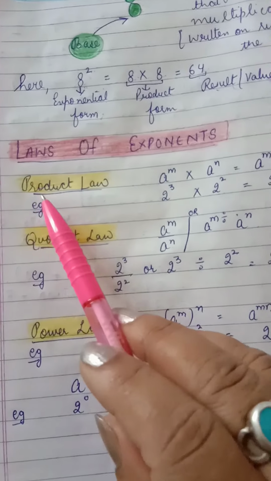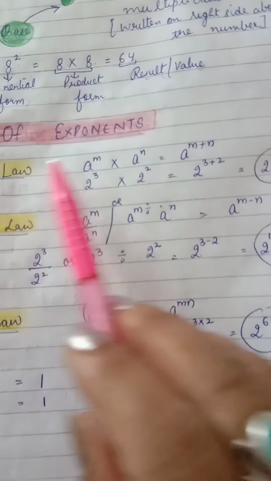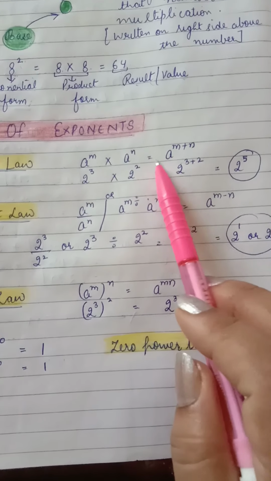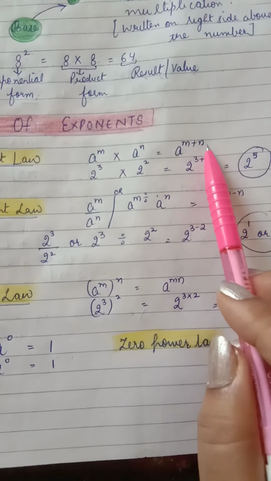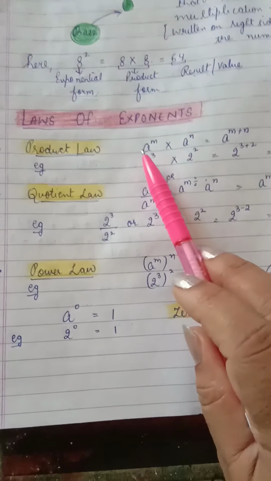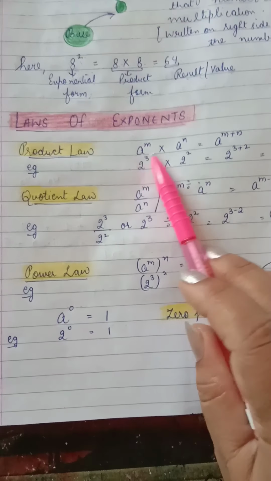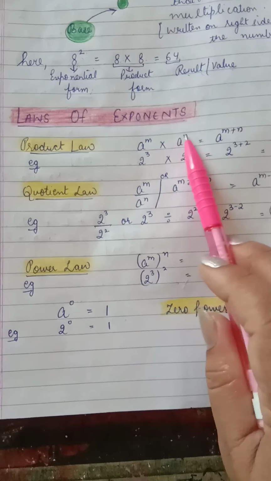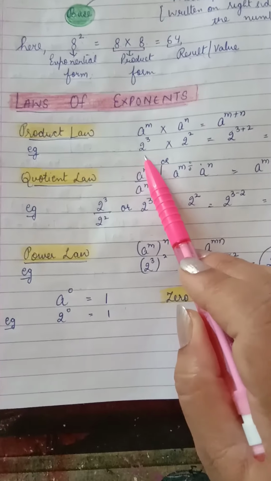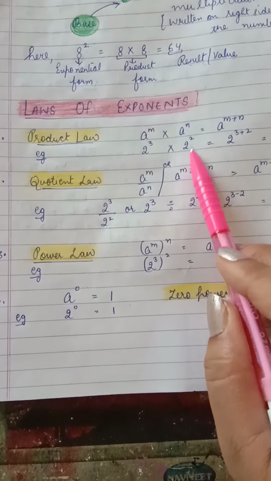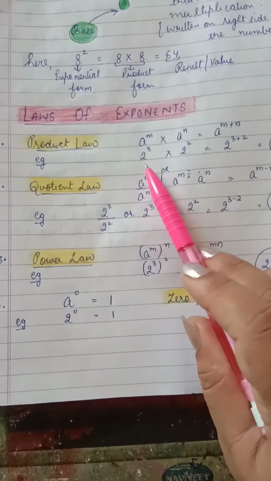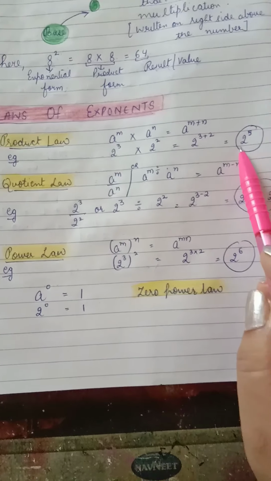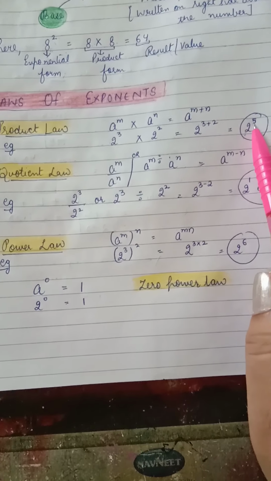Law number 1, which is called the product law. a to the power m multiplied by a to the power n is equal to a to the power m plus n. This law states that in multiplication, when the bases are same, their powers are added. So m plus n. Let's see one example. 2 power 3 multiplied by 2 power 2 is equal to, now multiplication, bases are same, powers will be added, 3 plus 2, which is finally equal to 2 to the power 5.